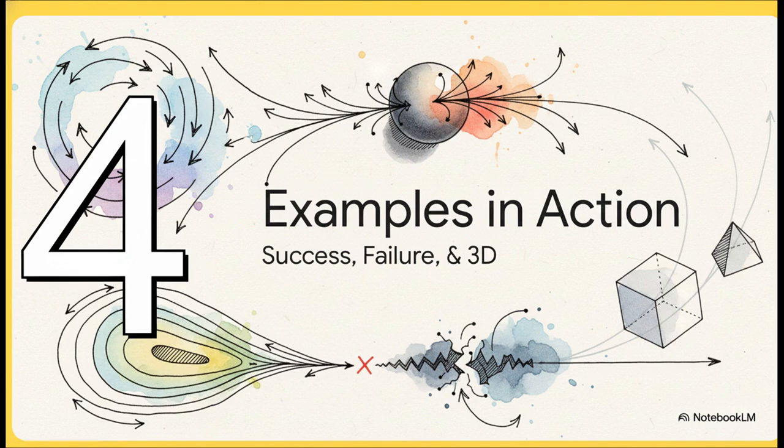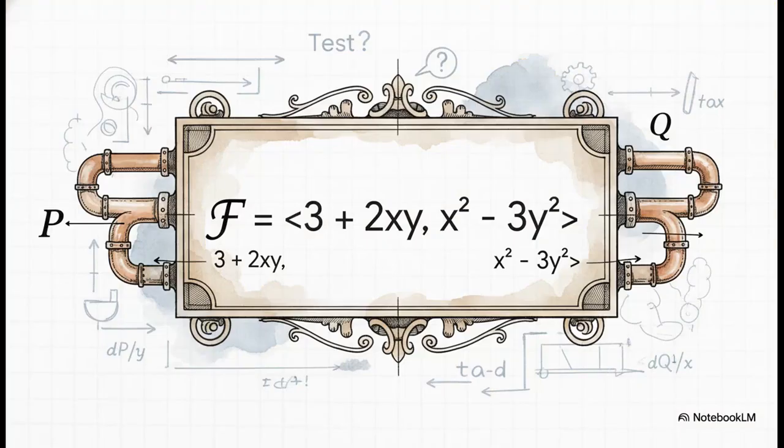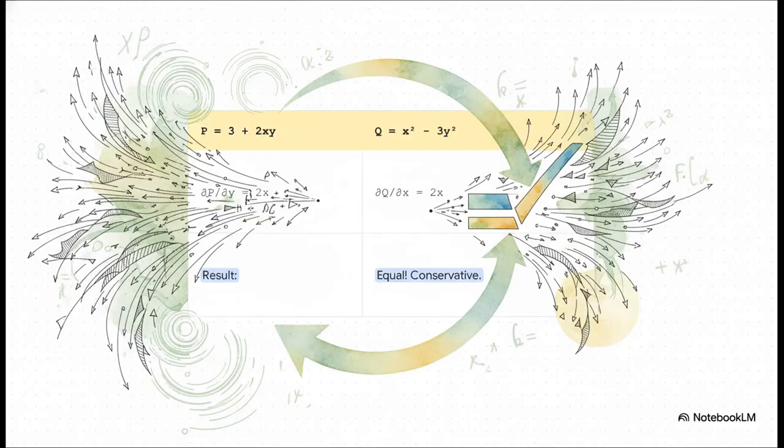We'll see when that works, one that fails, and we'll even see how this whole thing works in 3D. Okay, here's our first vector field f. Our p component is 3 plus 2xy, and our q component is x squared minus 3y squared. So what's the very first thing we do? We run the test.